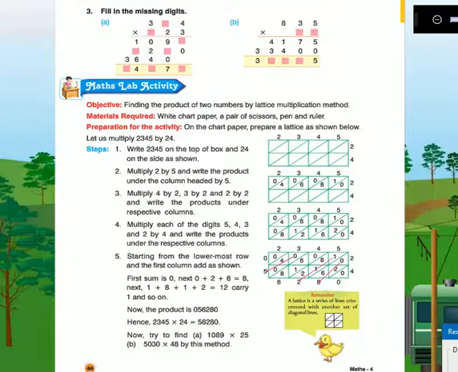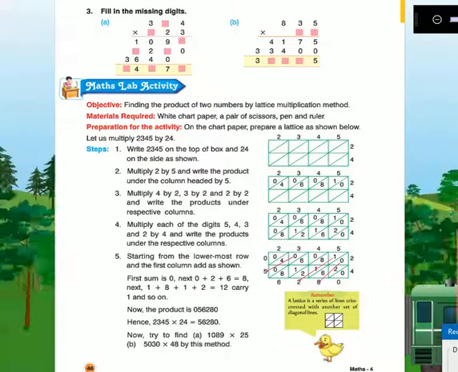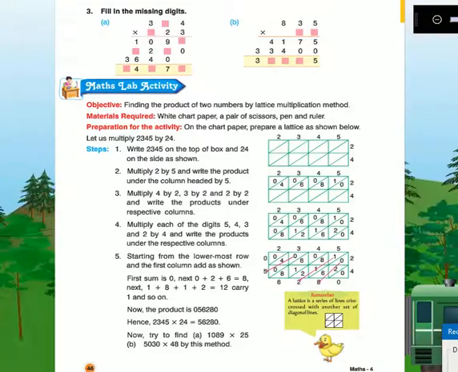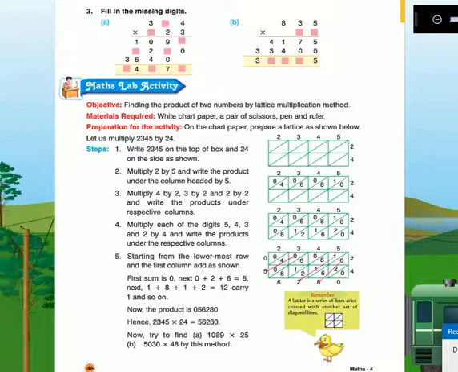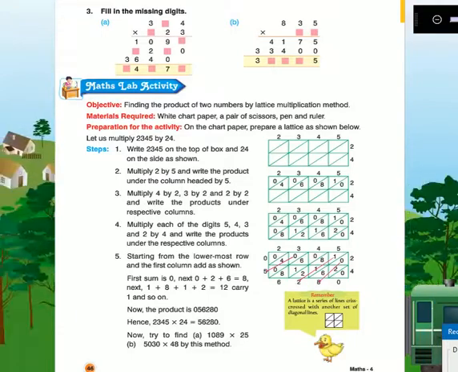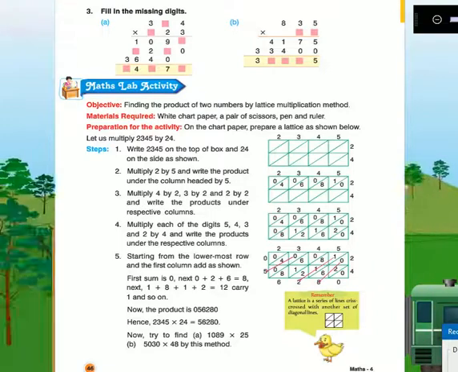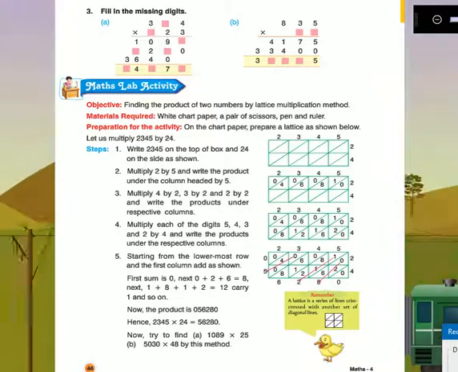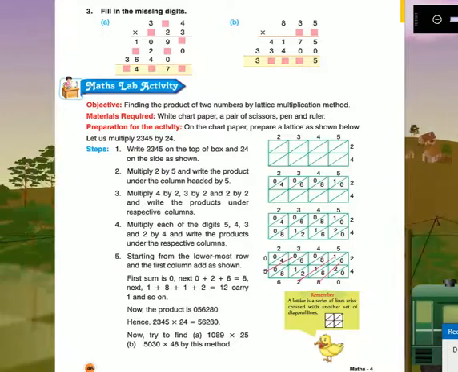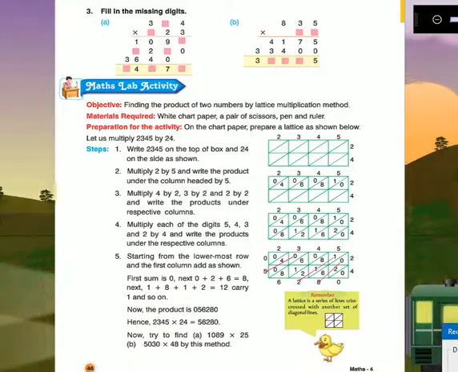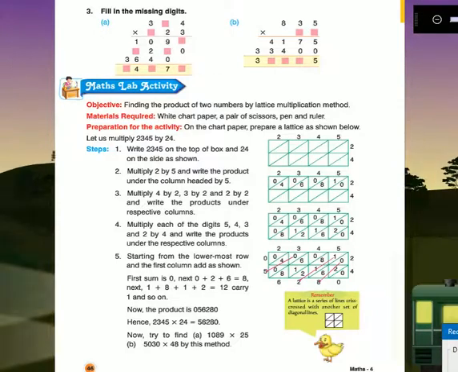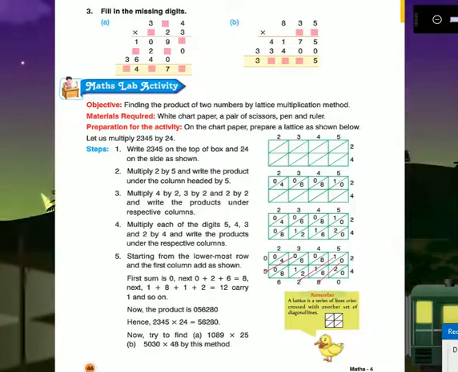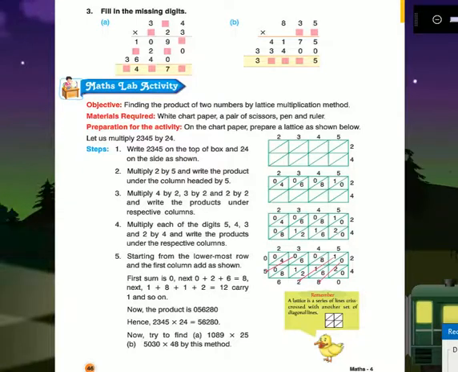Starting from the lowermost row and the first column, add as shown. But before that, multiply each of the digits 5, 4, 3 and 2 by 4 and write the products under the respective columns. Starting from the lowermost row and the first column, add as shown. First sum is 0. Next, 0 plus 2 plus 6 is 8. Next, 1 plus 8 plus 1 plus 2 is 12. Carry 1 and so on. Remember, a lattice is a series of lines crisscrossed with another set of diagonal lines.